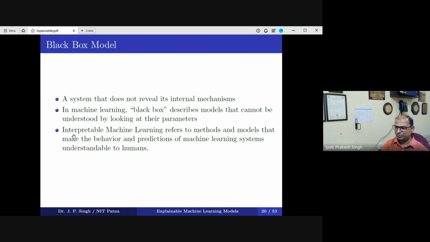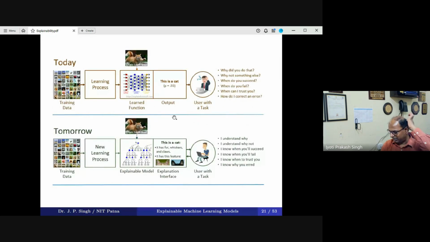Whereas interpretable machine learning refers to the methods and models that make the behavior and predictions of machine learning systems understandable to humans. Let's see how we can do this. The upper part is what we are doing right now. The lower part is what we will do if we have an interpretable system or explainable AI.